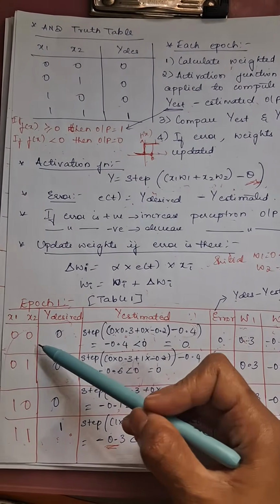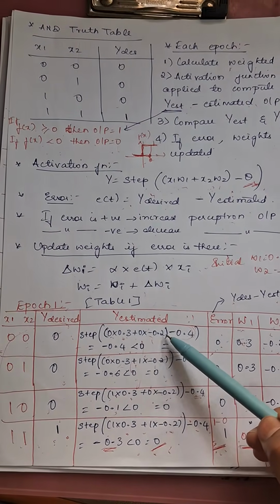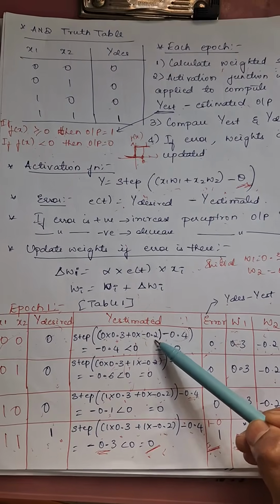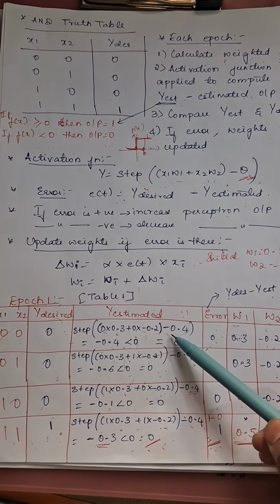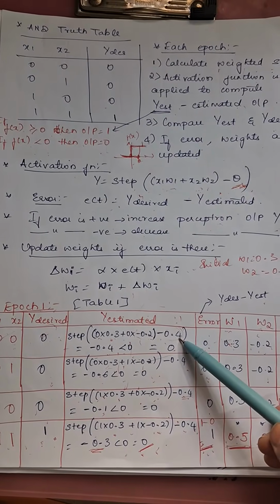What is x1 here? 0. x2 is again 0. What is w1? 0.3. w2 is minus 0.2. These are the initial weights which are given in the question. Minus theta. What is theta? It's given in the question as 0.4. Okay.